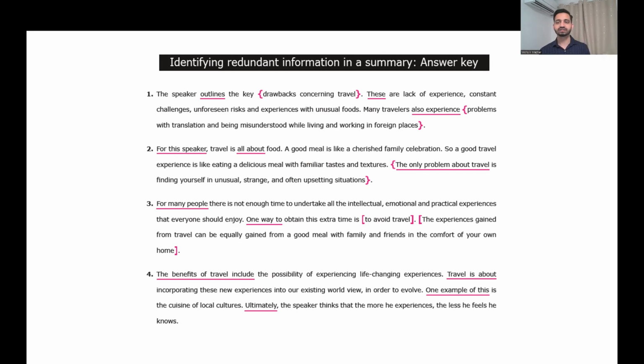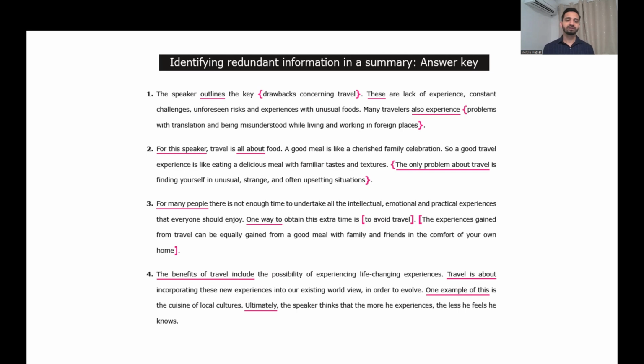Inaccurate information, you must have gotten the curly brackets. For this speaker, travel is all about food. A good meal is like a cherished family celebration. So a good travel experience is like eating a delicious meal with familiar tastes and textures. The only problem about travel is finding yourself in unusual, strange, and often upsetting situations. It's wrong information, right? So you're going to put curly brackets there.